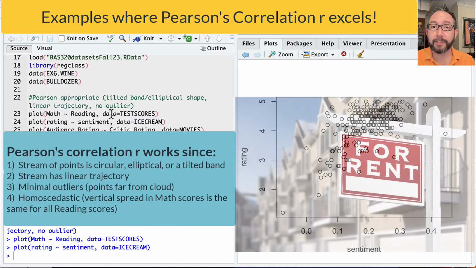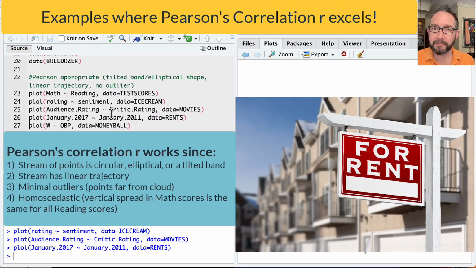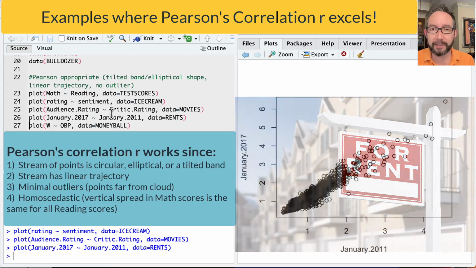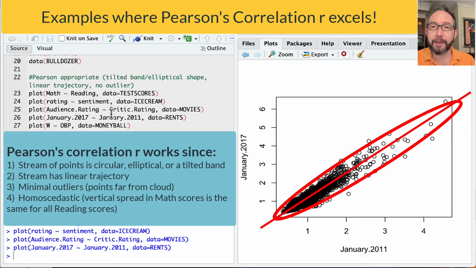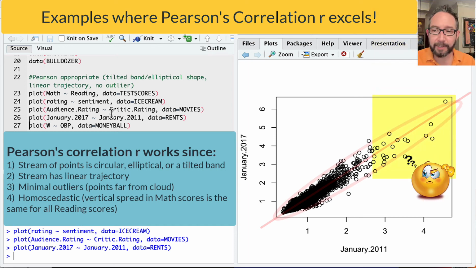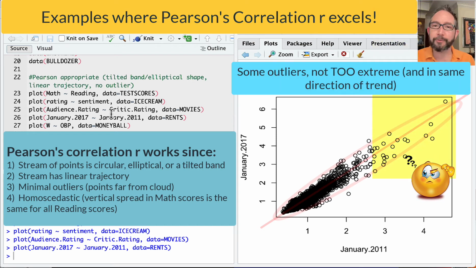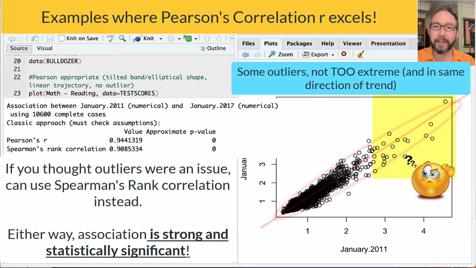As another example, we could look at the rents that people were paying in cities in January 2017 and 6 years earlier, January 2011. The trajectory of the stream of points is well described by a straight line. The overall shape is pretty well described by an ellipse. We do see some outliers at very large values of these rents, but these outliers aren't too extreme and they're outnumbered, I would say, by the normal rents in the data set. So I would say that correlation is still a good measure to quantify the strength of this relationship, and we could do the statistical testing consistent with that. If we had doubts, we can implement the procedure we'll introduce today using Spearman's rank correlation.